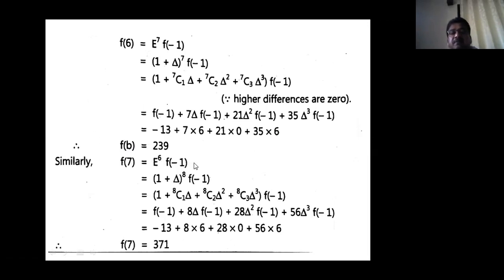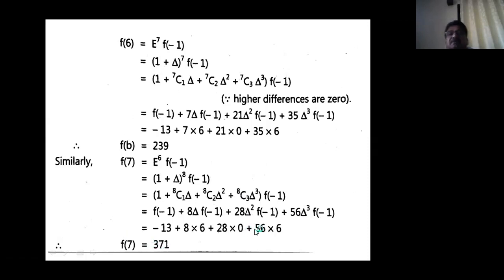It is E raised to 8 f of minus 1. And what is E? 1 plus delta, raised to 8. Again, the expansion of (1 plus delta) raised to 8 contains 9 terms, but here only 4 terms are given because the other differences are 0. Then multiply by f of minus 1. And again delta f of minus 1, delta square f of minus 1 and delta cube f of minus 1 are substituted from the previous table. The values are 8C1 is 8, 8C2 is 28, 8C3 is 56, calculated by using a calculator. And then the value of f of 7 is 371. Okay, that is the calculation.